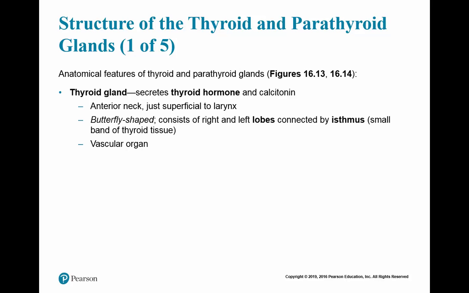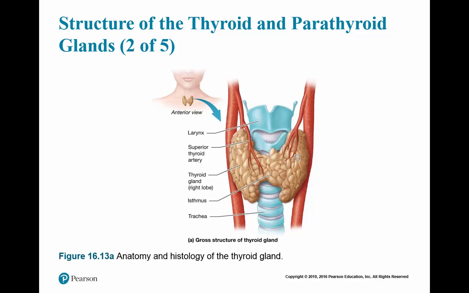Anatomically, the thyroid gland secretes thyroid hormone and calcitonin. It's found in your anterior neck, superficial to your larynx. It's shaped like a butterfly, and it's got a right lobe and a left lobe, and they're connected by this band of thyroid tissue that we call an isthmus, and it's a very vascular organ. You can see it here, and here right in the center is your isthmus. Very awkward word.